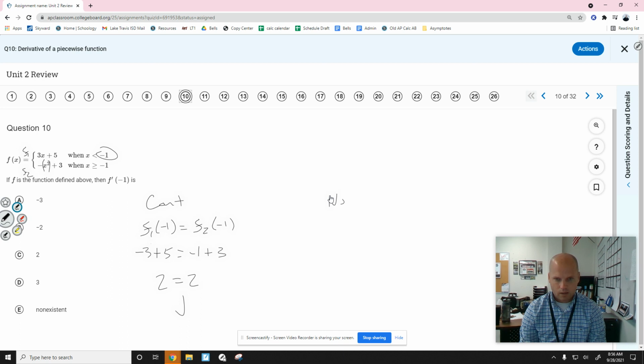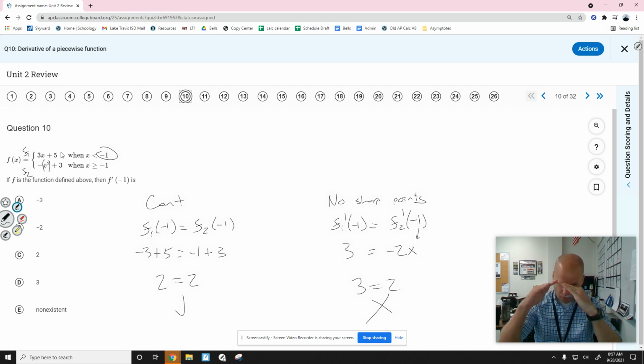Now let's check to make sure there's no sharp points. Does the first little piece's derivative at -1 equal the second little piece's derivative at -1? First derivative is 3, nothing to plug in, no x's to plug -1 in. Second derivative would be -2x plus 0. If I plug in -1, I get 3 equals 2. This is not true, which means this piecewise function, we will meet up. However, we meet up at a sharp point, which is why we say the derivative does not exist. The answer is E.